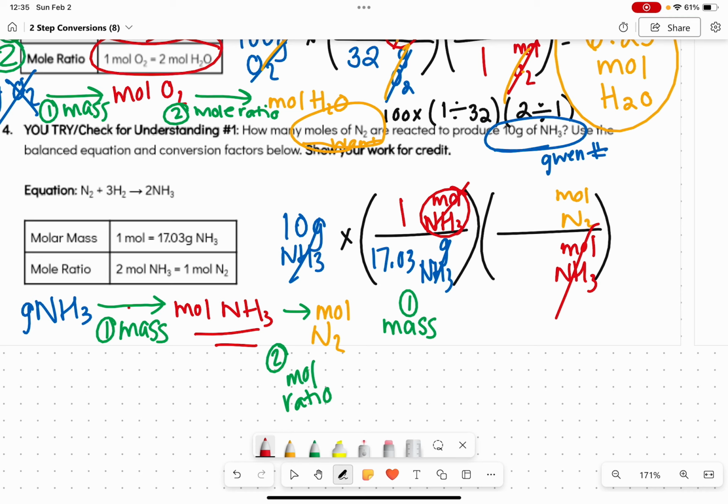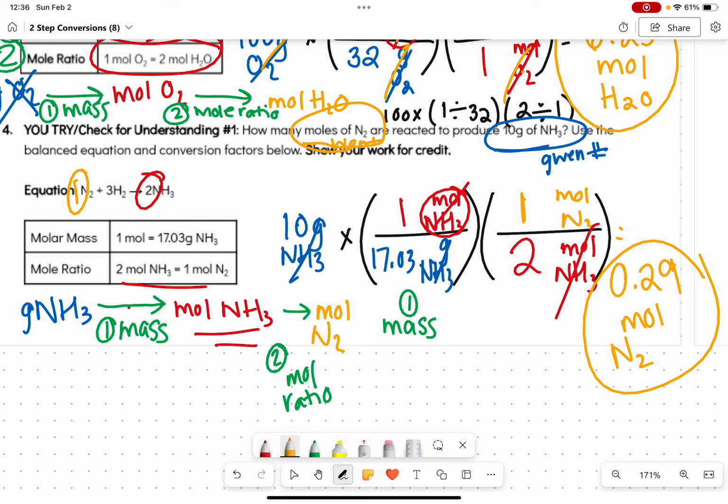So moles of NH3 comes from the side over here, but we get these numbers from our equation. So there's a 2 in front of NH3 in the equation. That's going to be the 2 at the bottom. And then N2 does not have a number, so our number is 1. Now if you go ahead and solve this in your calculator, you're going to get an answer of 0.29 moles N2.